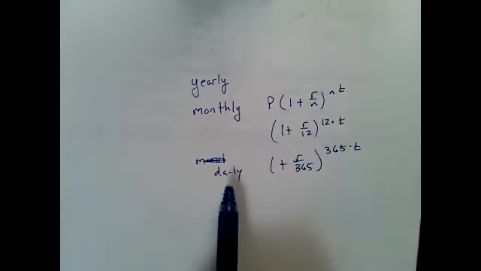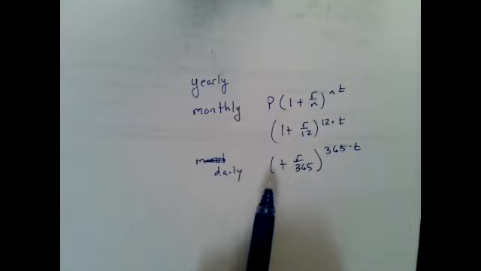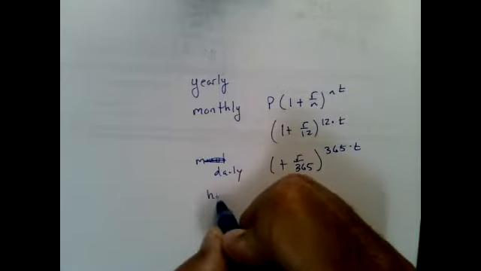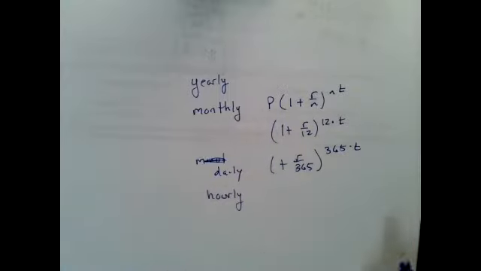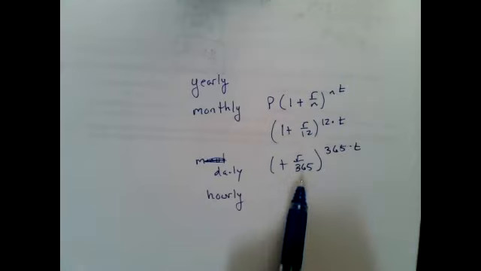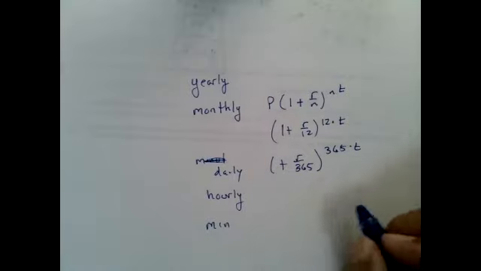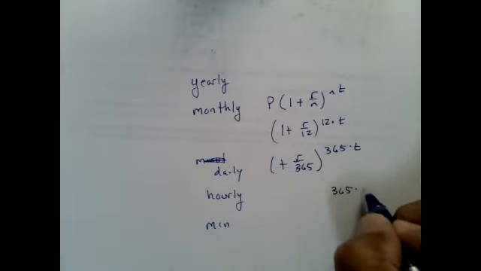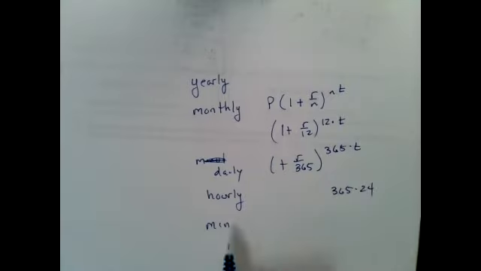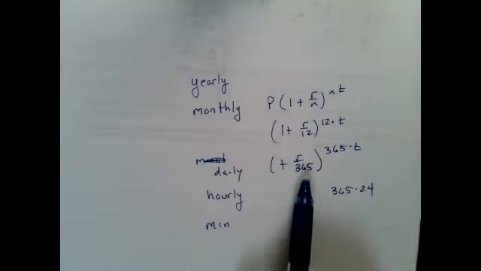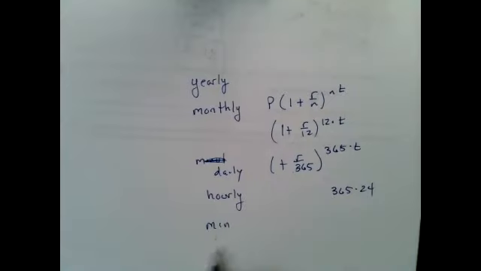In fact, they're offering you daily, and the reason this is good is because you're getting interest on interest. I'm not going to go daily. I'm going to one-up you, and I'm going to go hourly. So that would be 365 times 24. So this number keeps getting bigger. And then minutely would be that times 60. And I said, well, I'm going to calculate it every second.